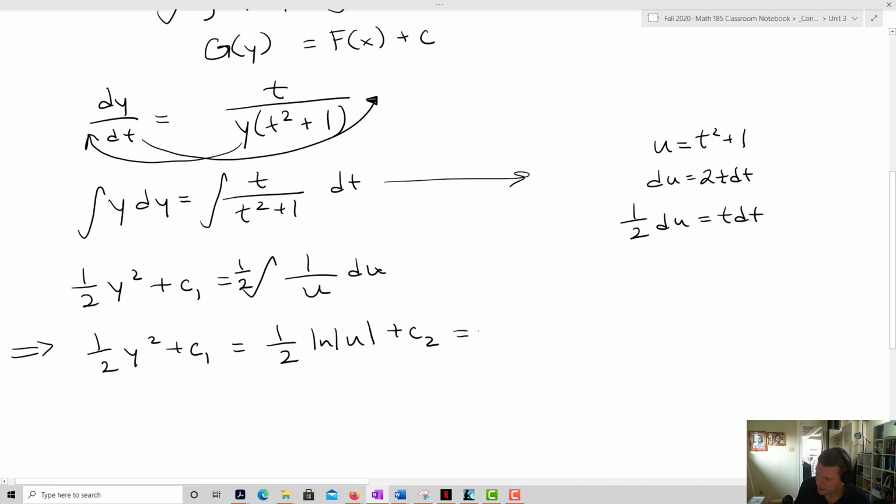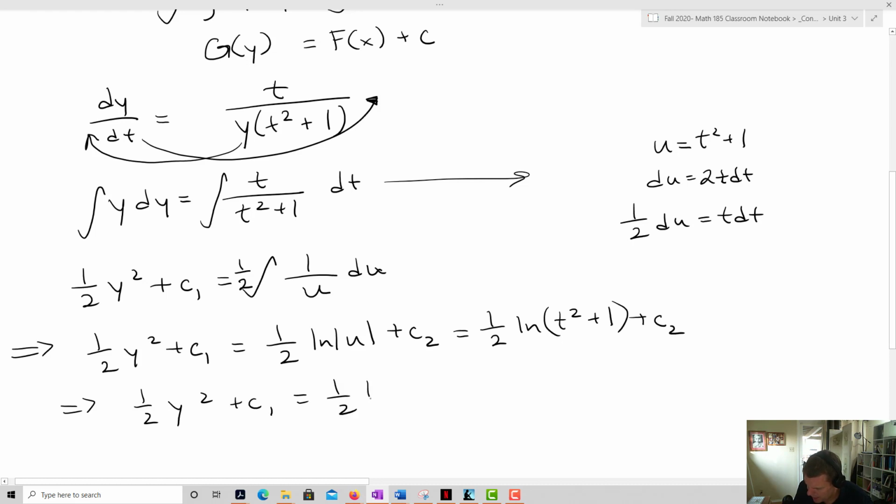By replacing t squared plus 1 with u, what we get is 1/2 the natural log, and t squared plus 1 is always positive, so we can just keep it like that. We don't need the absolute value any longer, plus c2. So what that gives me is 1/2 y squared plus c1 equals 1/2 natural log of t squared plus 1 plus c2.